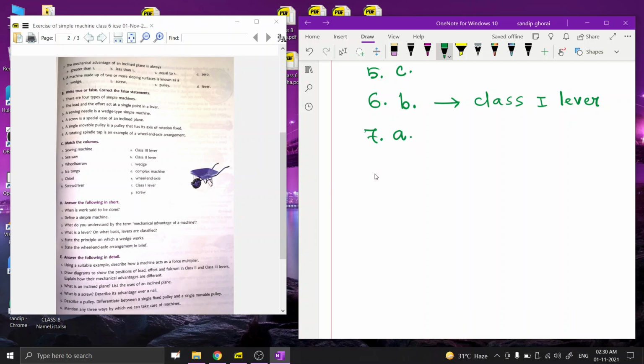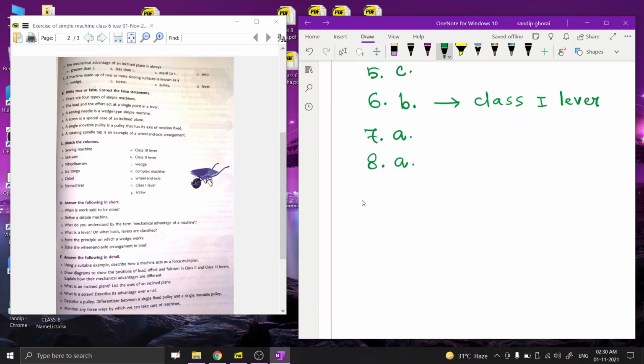Now we move to our next question, that is: a machine made up of two or more sloping surfaces is known as. Okay, that is the definition of a wedge. So a machine made up of two or more sloping surfaces is known as a wedge. That means the correct answer is option A.